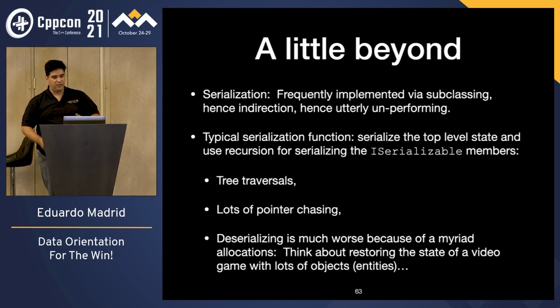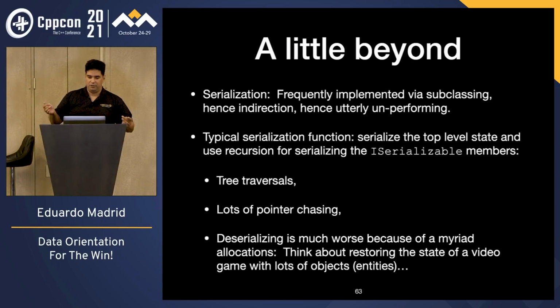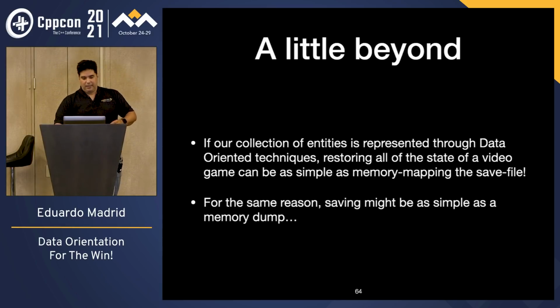The final part of the presentation is that if you're going to do serialization, you typically implement it as subclassing. Then you have the problem of indirection, and this is utterly unperforming. Now, serialization in general involves tree traversals, pointer chasing. Deserializing is much worse because it's going to be doing small allocations all the time.